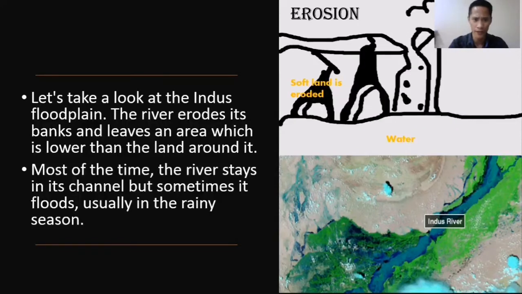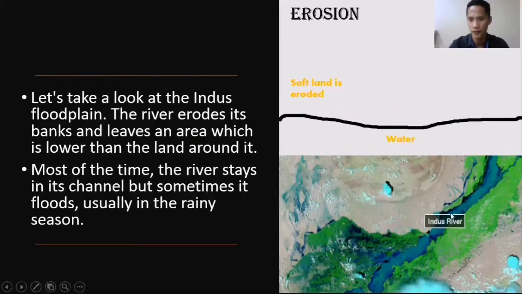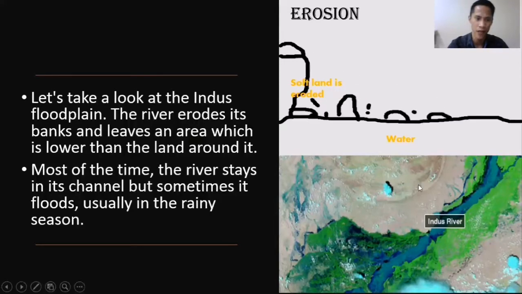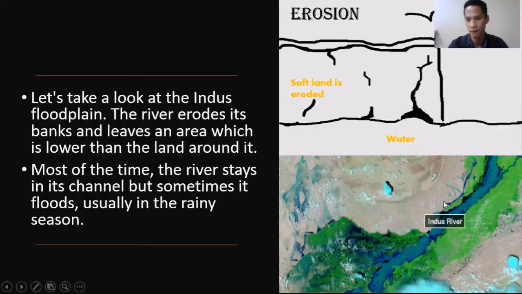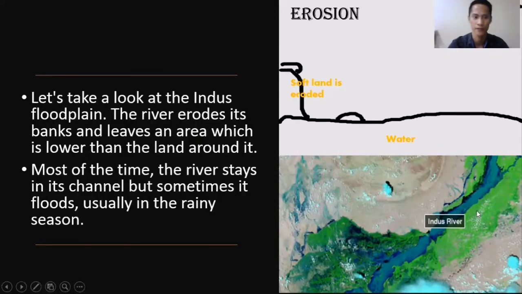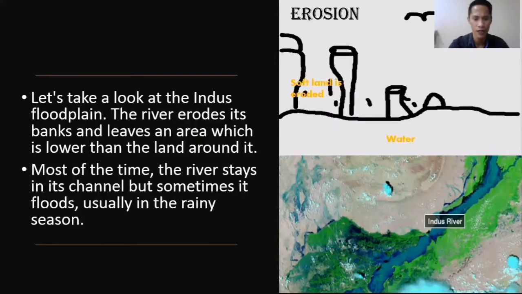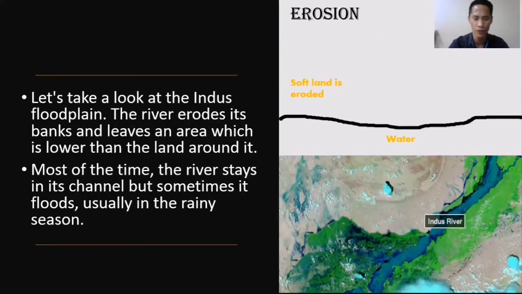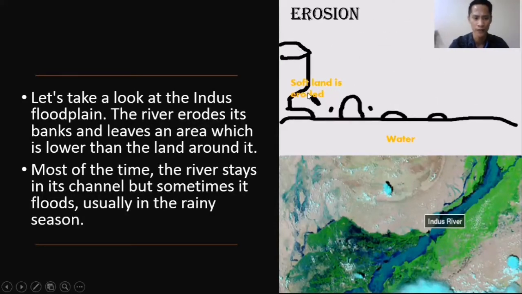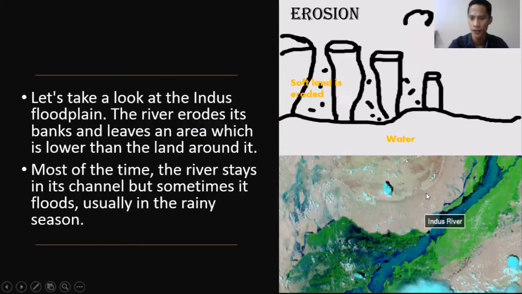Most of the time, the river stays in its channel, in its course, in this part. But sometimes it floods, usually in the rainy season, making both sides of the river flood. Now, how is a floodplain formed? A floodplain is formed due to erosion. Erosion washes out any soft land, creating a wide flat area on both sides of the river.